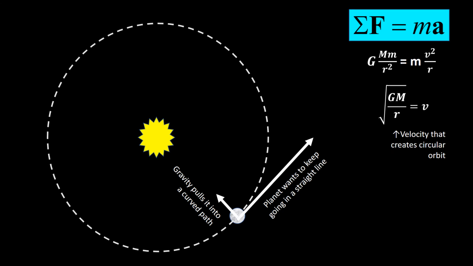Here's a nice, perfectly circular orbit. So the planet wants to go flying off in a straight line, but the velocity is just perfect so that the gravity pulling in matches that mv squared over r. And that will keep a constant radius through the entire orbit.